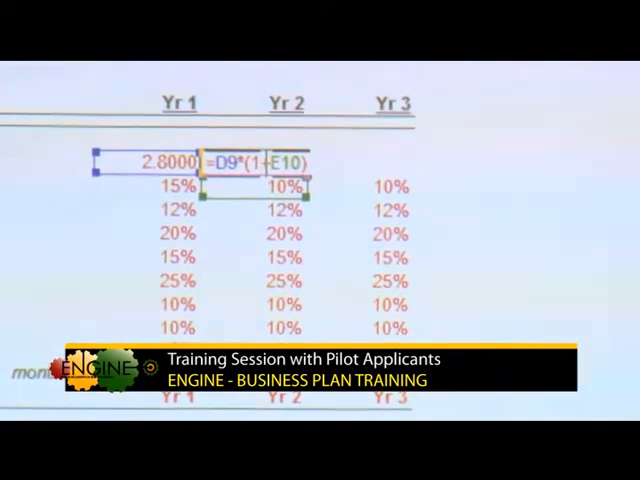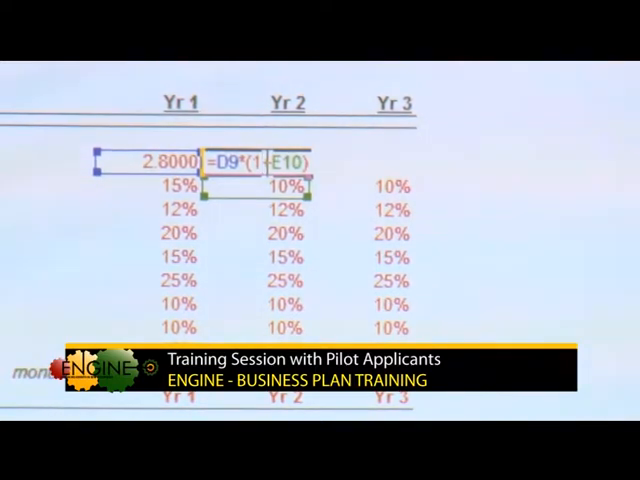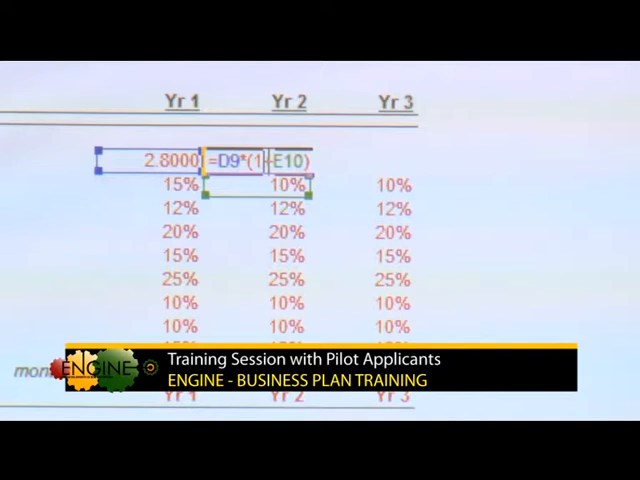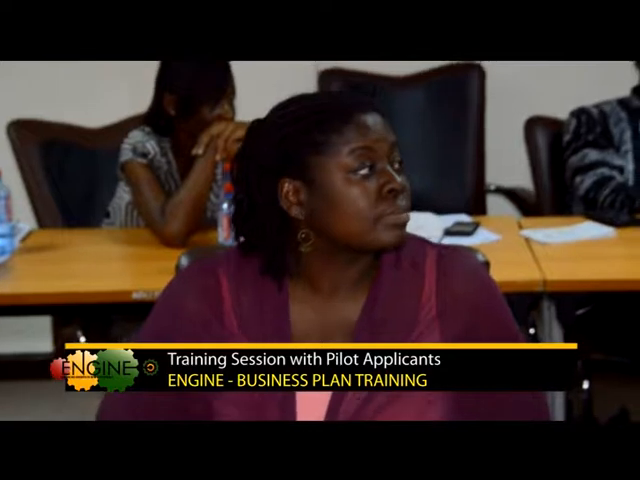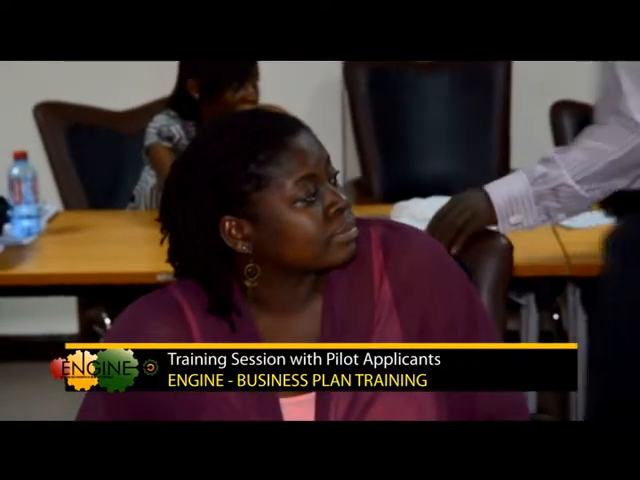Okay, now the formula says what? It's D9 times 1 plus E10. What is E10? Rate of depreciation. No, what's the figure? 10%. What is D9? 2.8. Now, with Excel, it uses what we call relativity.